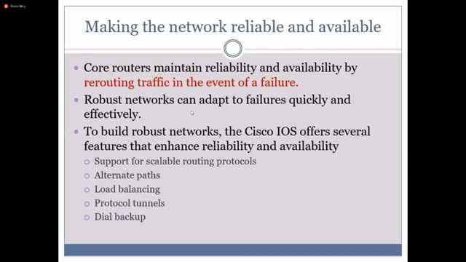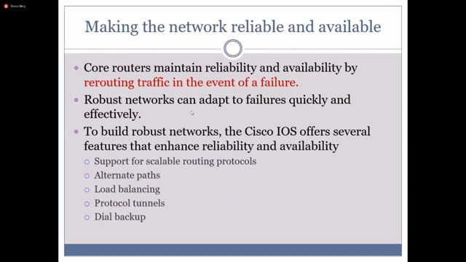Core routers maintain reliability and availability by rerouting traffic in the event of failure. Robust networks can adapt to failure quickly and effectively. Robust means minimizing the variations in network performance, such as average delay or throughput, due to different perturbations in the network, for example changes in topology or demand and the community of interest.